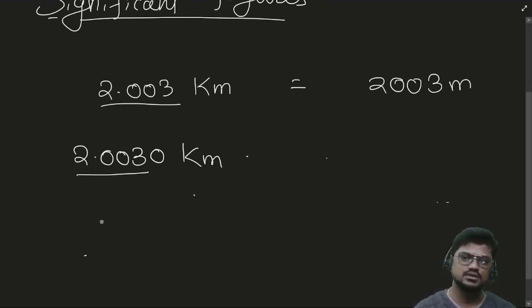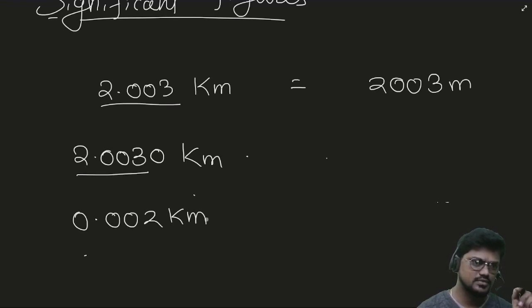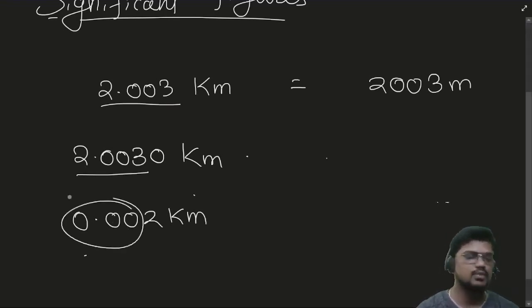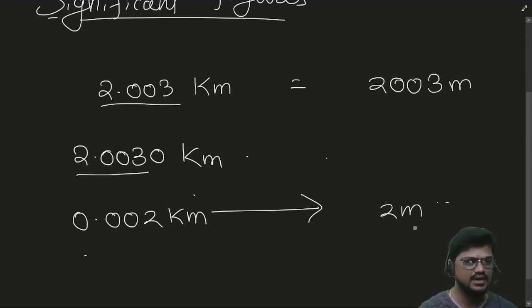Also, if I say it as 0.002 kilometer, now how many significant figures are there? Only one. Why? Because it can be removed if I convert into meters. If I convert it into meters, it can be written as 2 meter. So these zeros do not have any significance. So that's why the significant figures are only two in this case. Sorry, that's only one. The number is two. Okay, there is only one significant figure.